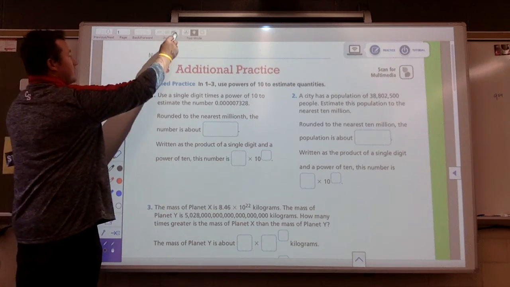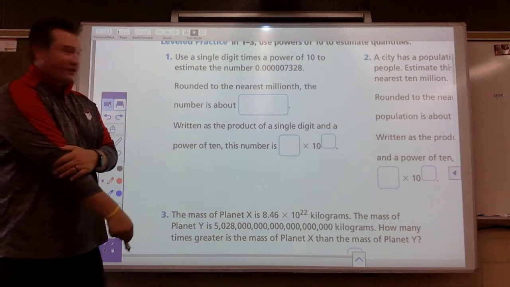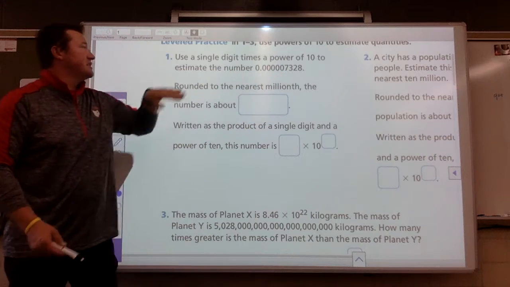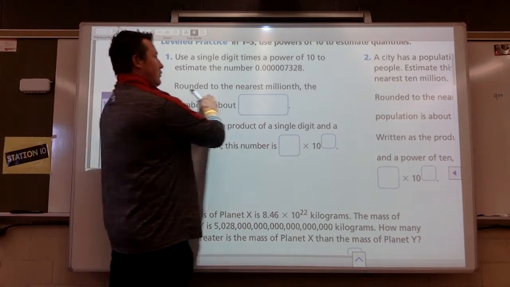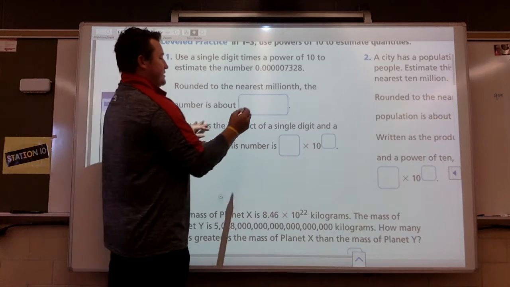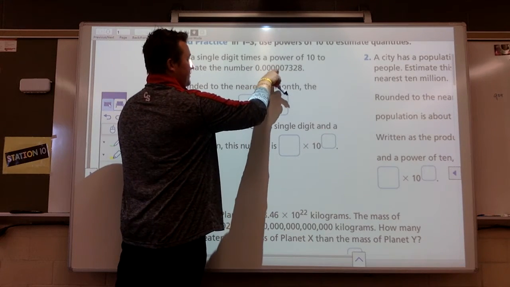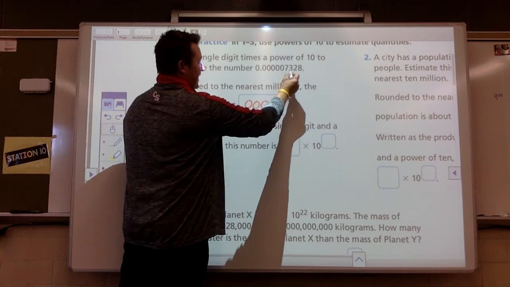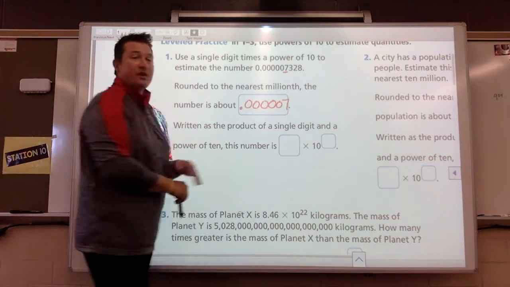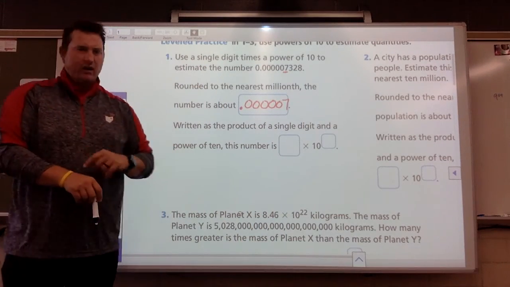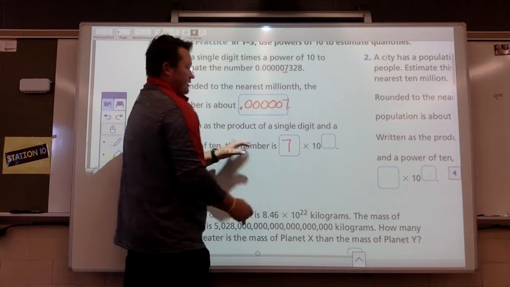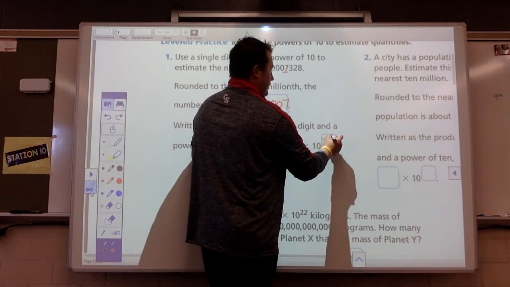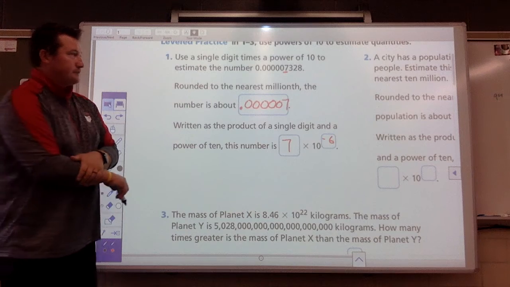Let's zoom in a bit on some of these problems, make them a little easier to read. We're going to use a single digit and a power of 10 to estimate this number, rounded to the nearest millionth. This number is about, let's go 1, 2, 3, 4, 5. And right here, that 3 ain't going to do nothing. Okay, we're going to call this a 7 times 10, right? What do we got here? 1, 2, 3, 4, 5. Small numbers, negative powers.